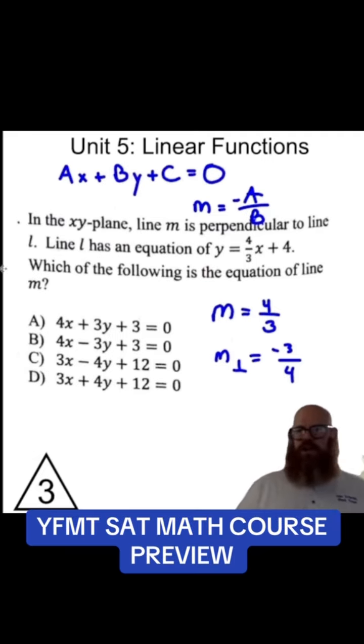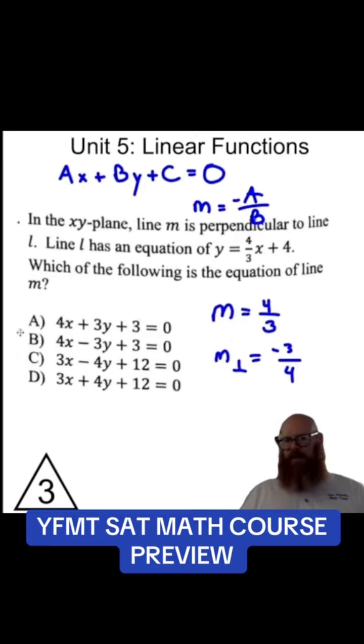So this is one of the things I think is really good to know: if anything is in either standard form or this more general form, the slope of that line is just negative a divided by b. So I'm going through and just finding which one is negative a over b.